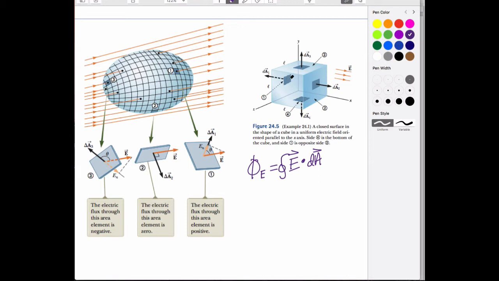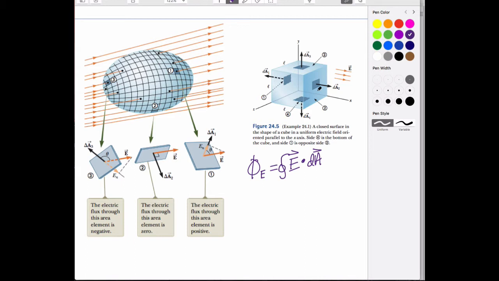Okay, so if E is coming out of the guy and A is going into the guy, then even though the magnitude of the two of them is such that the angle between them is either 0 or 180, depending on which way you look at it, the fact that the E field's going in, but the area field's going out, means that the flux is negative.